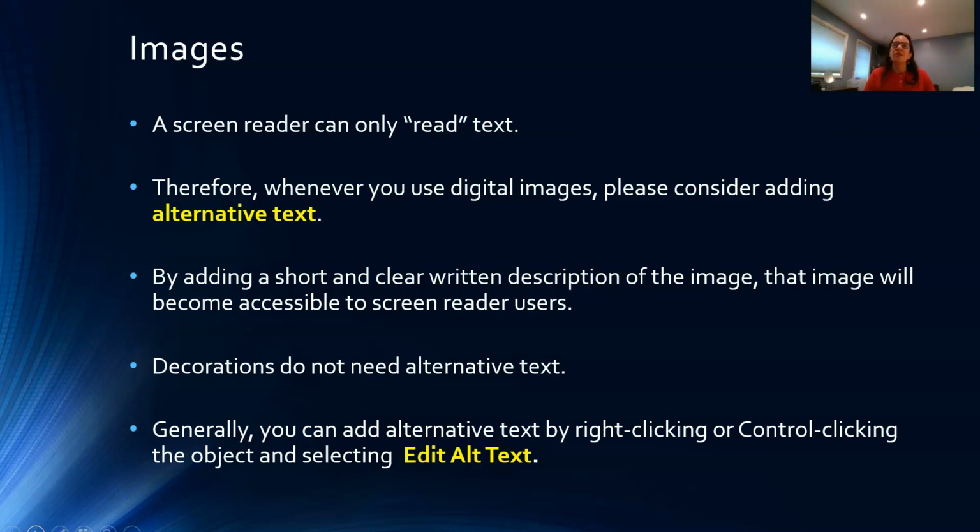So what is alternative text? It's basically a short and clear description of the image. So you're going to type a description of that image so that it becomes accessible. Then the screen reader will read the description of the image, and that is how the person using a screen reader is going to know what the image is about.